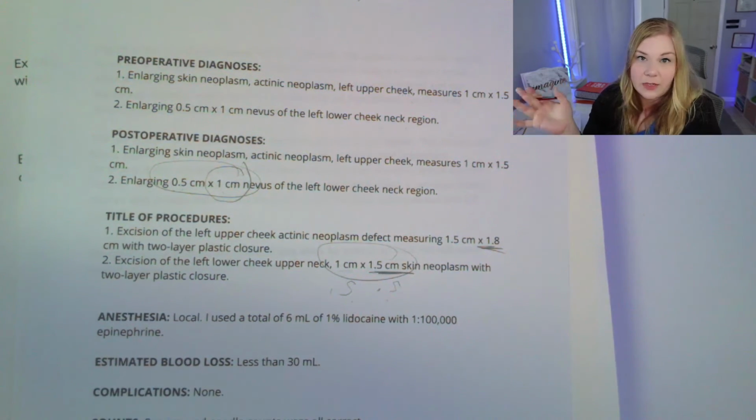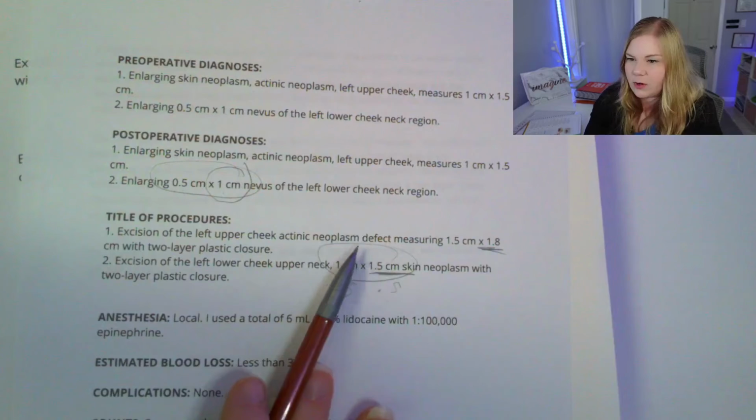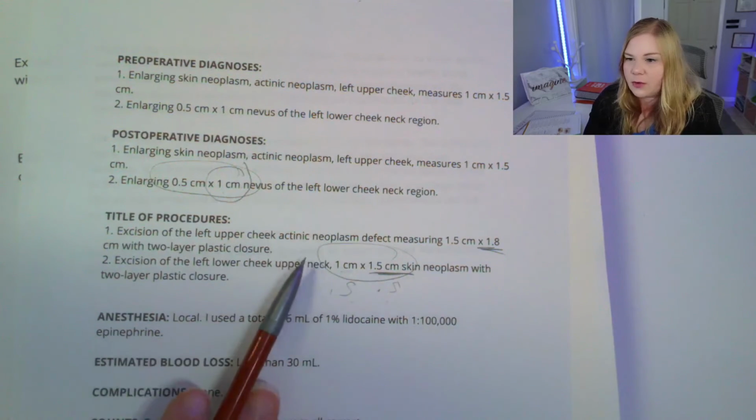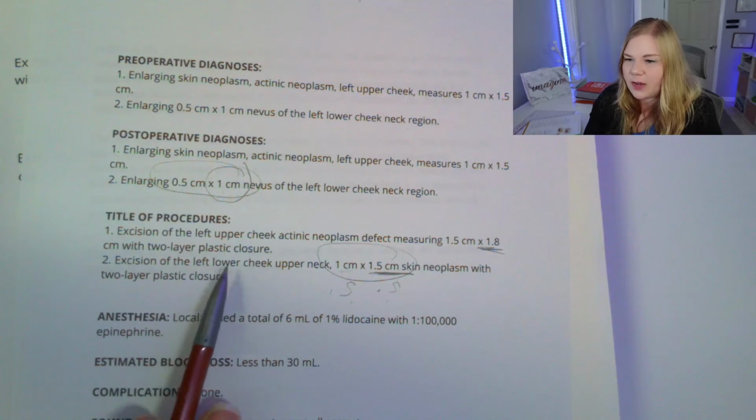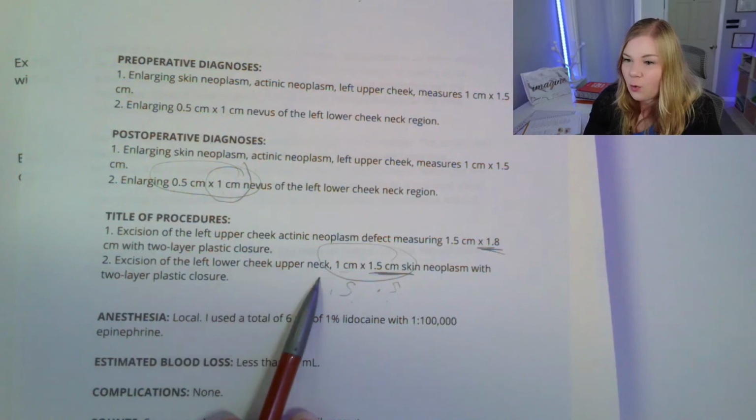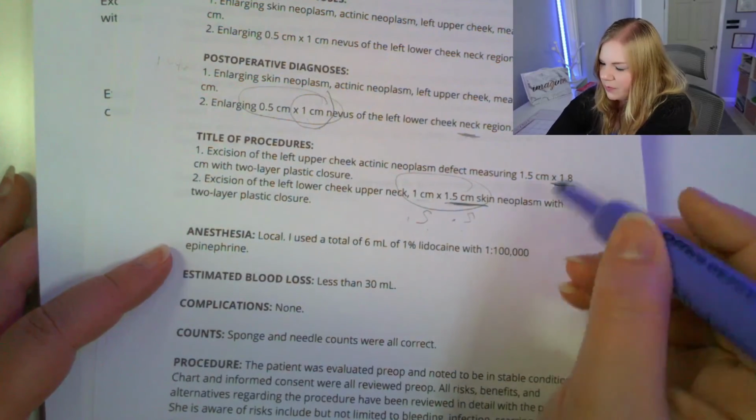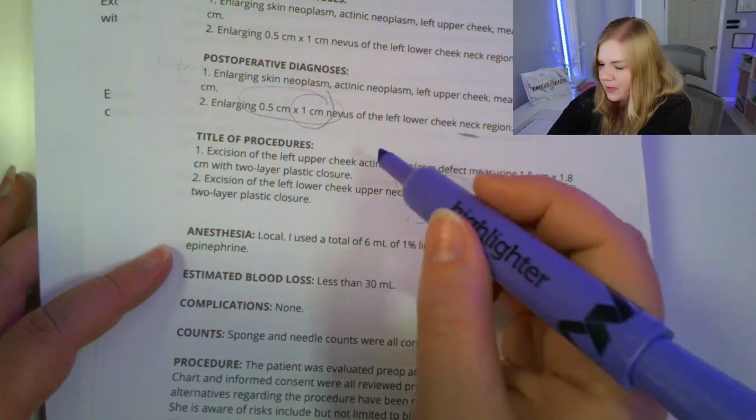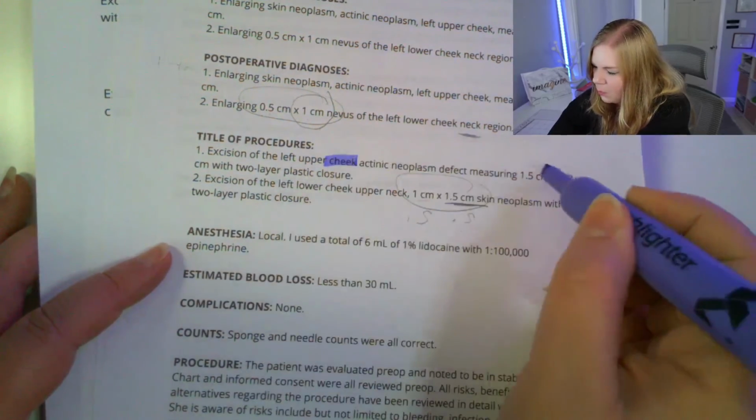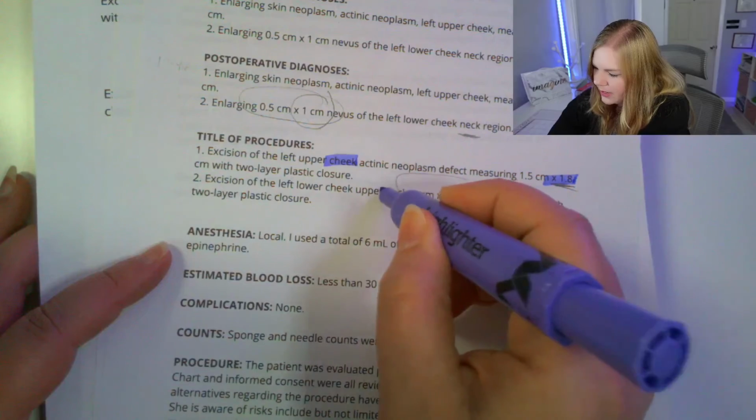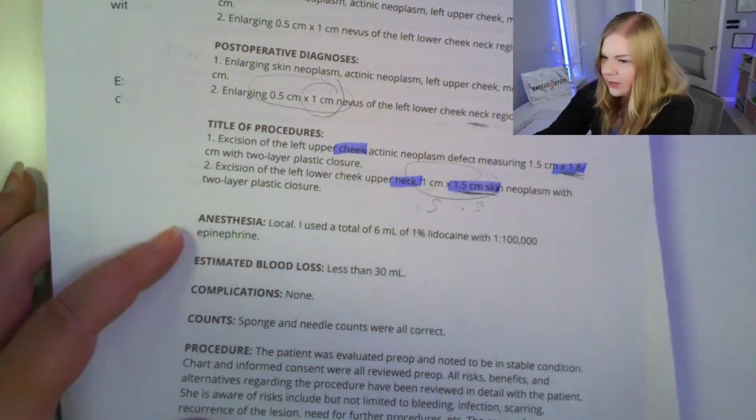So I would definitely be communicating with this provider in regards to the length of the closure, and possibly clarifying, was this really cheek or neck? So I would definitely have some conversations with this provider, but let's say these came back benign, and we're going to do cheek 1.8, we're going to do neck 1.5.